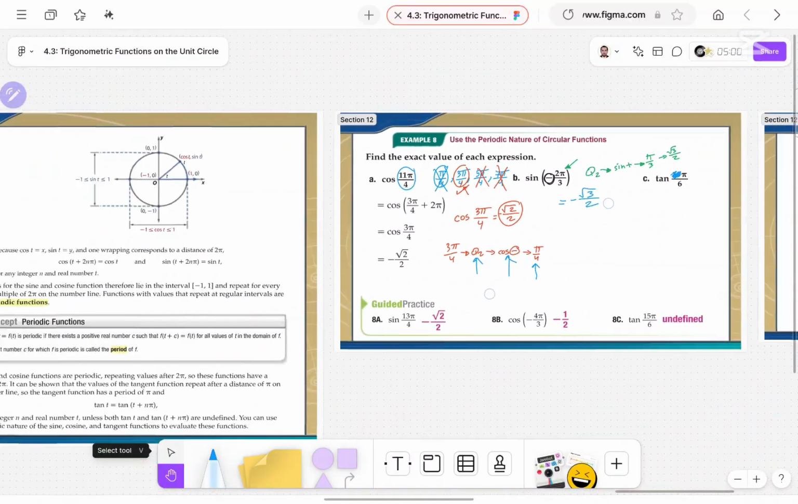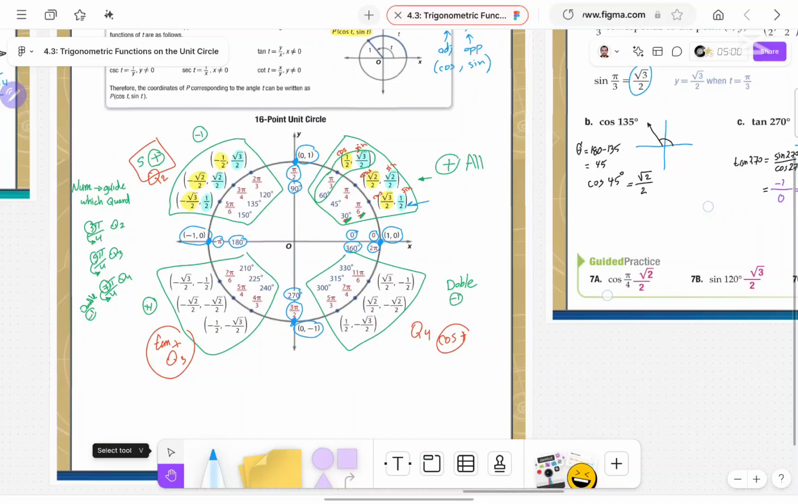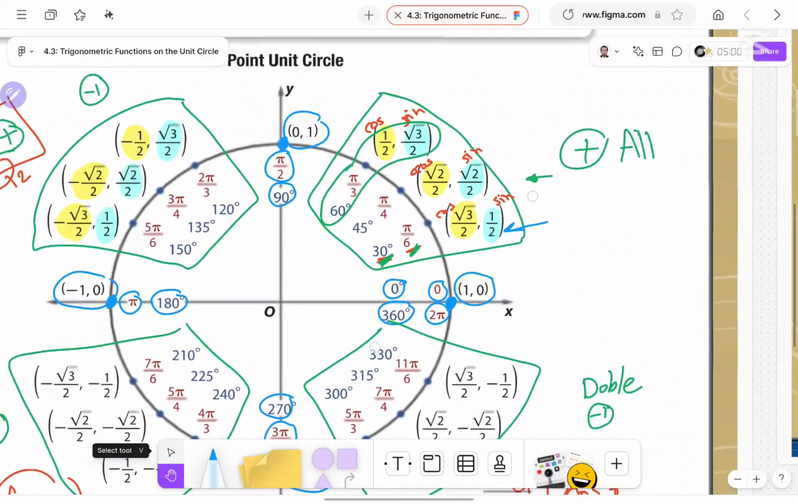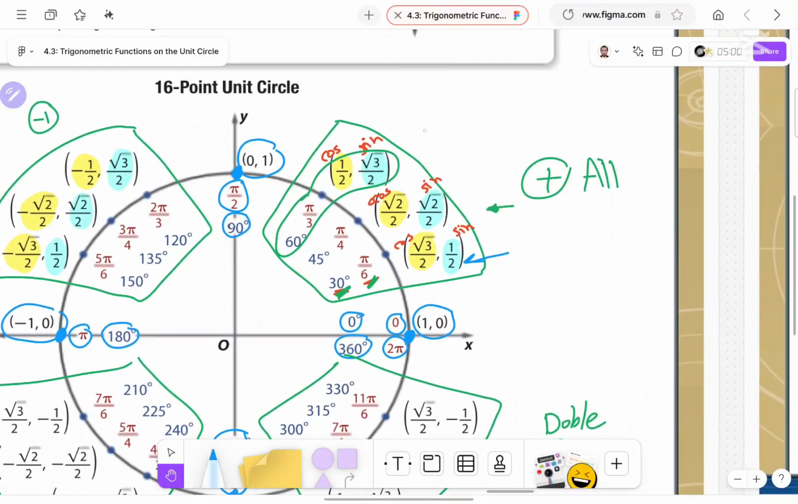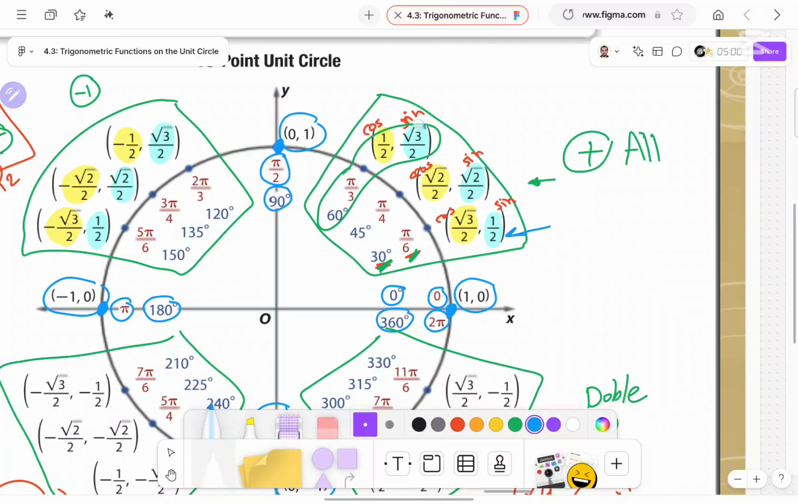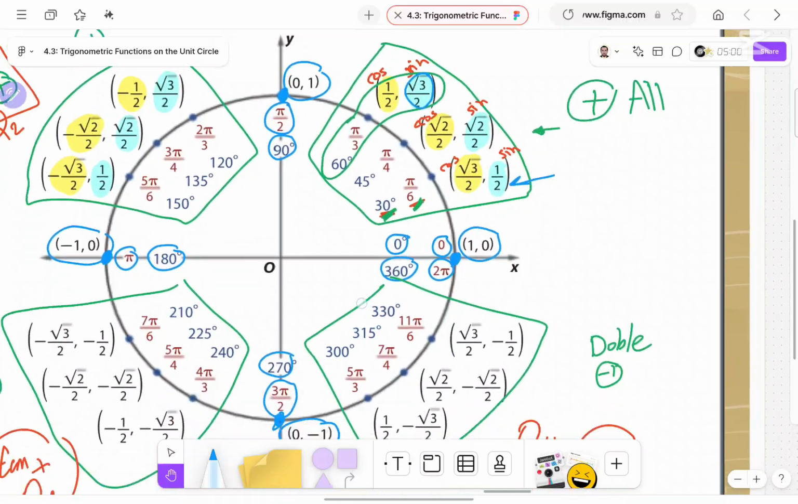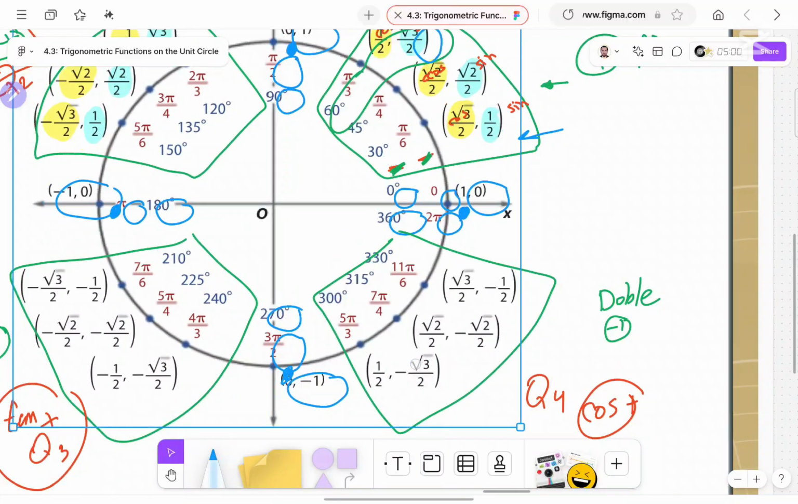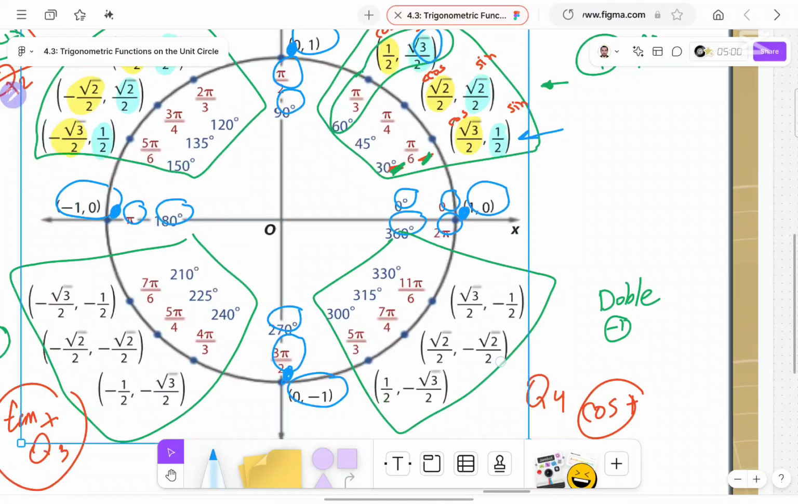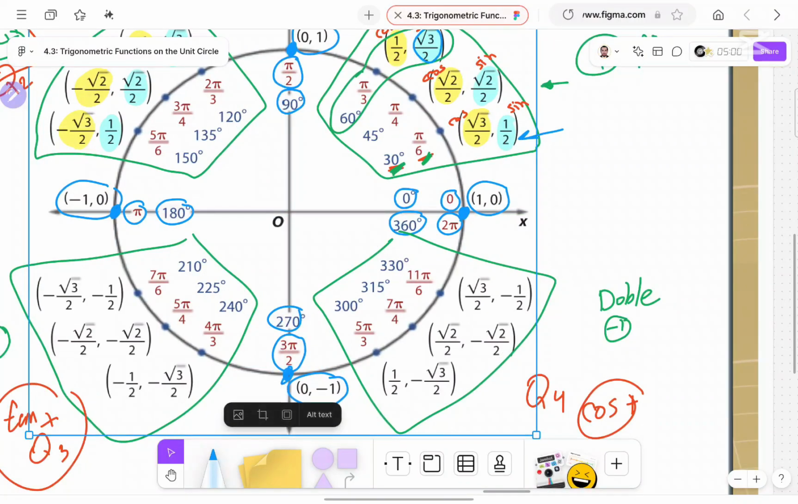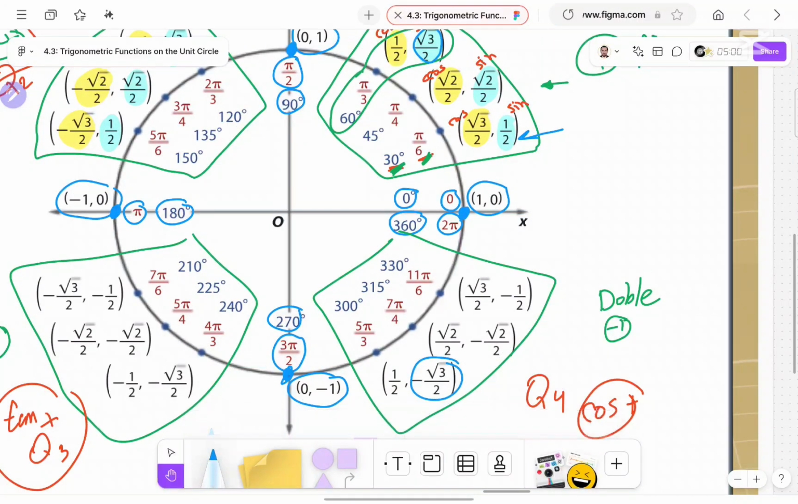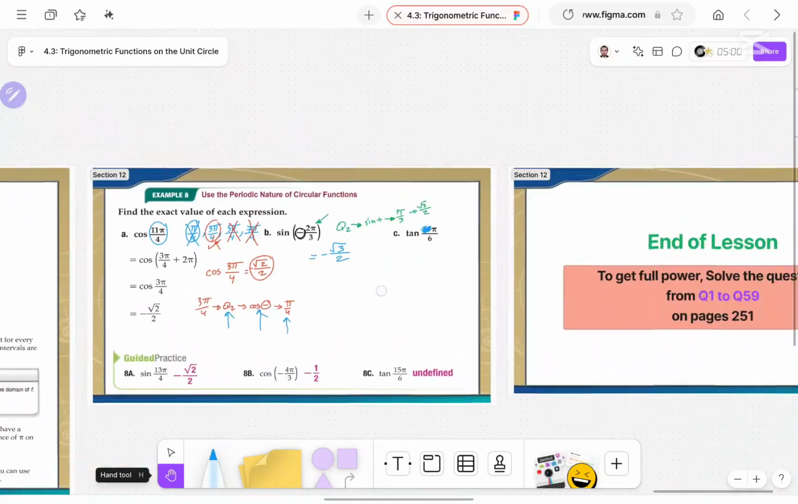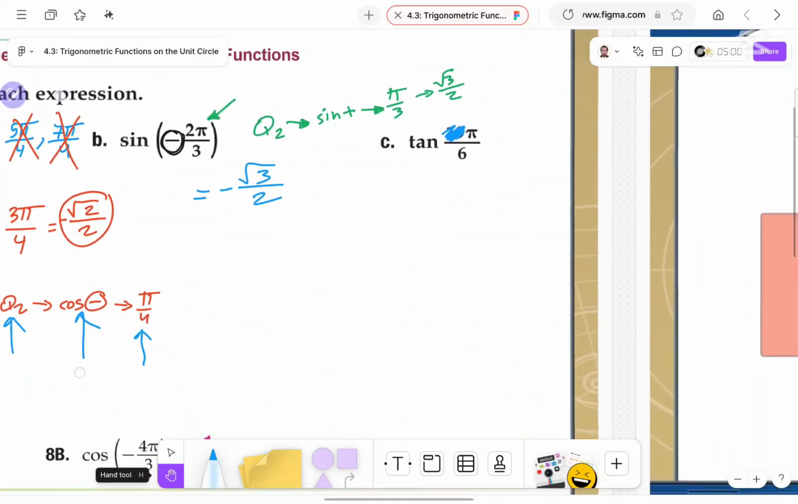Okay, if you need to understand, let's go here to check our answer. 2 pi over 3, it's sine here. Okay, as you can see, it's square root of 3 over 2, but it's negative because we are in quadrant 4. Sorry, so that's why it's negative. Okay, we are here. Now let's go back to the question. Now let's go to the last one.